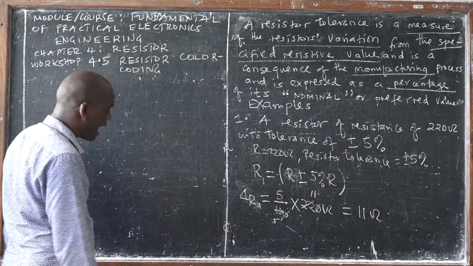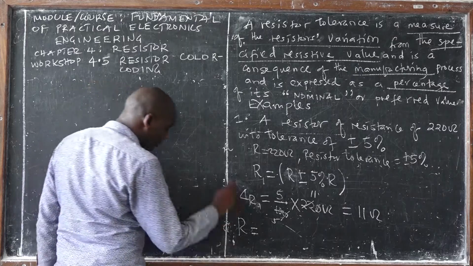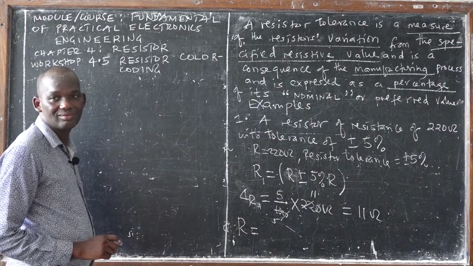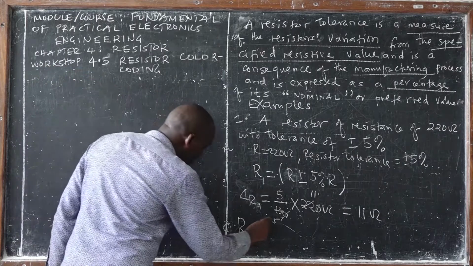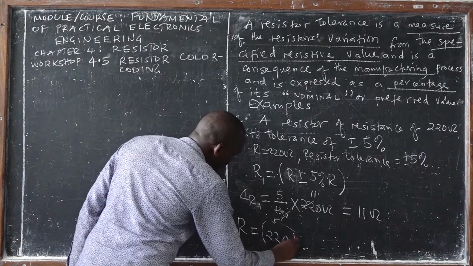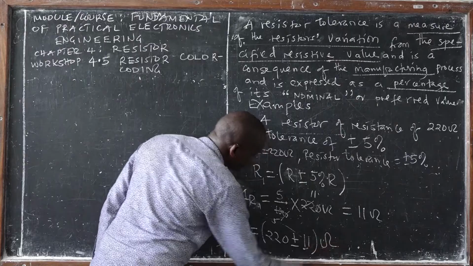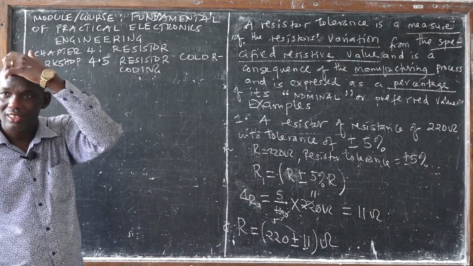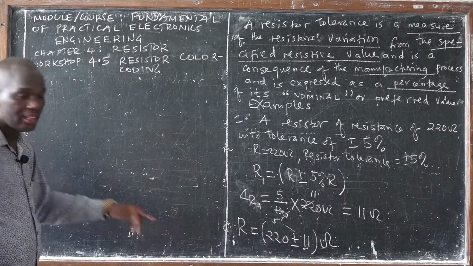Okay? So now, the resistance of this resistor, I said stop writing. The tolerable error is 11 ohm. So the resistance of this resistor is equal to 220 plus or minus 11 ohm. Are we together?